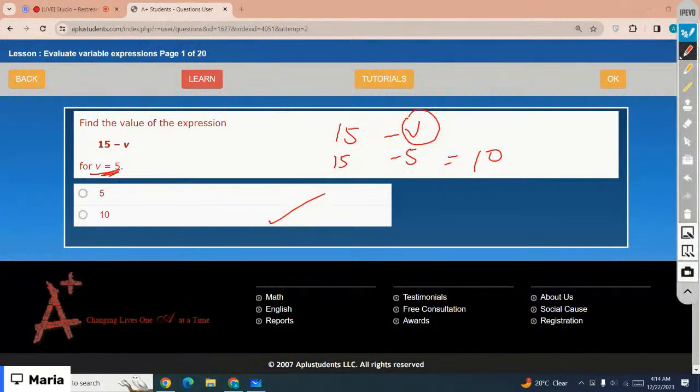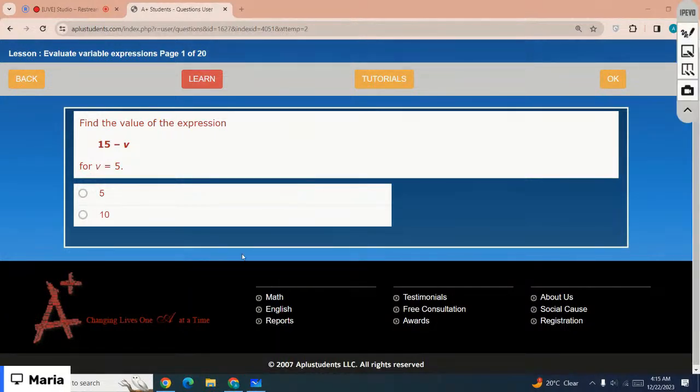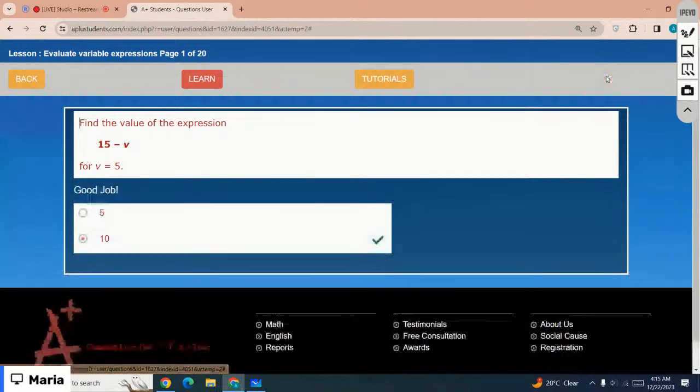You have to simply replace the variable V with the value and apply the mathematical operation given. Like here V equals 5, so that will be 15 minus 5, and 15 minus 5 is 10. Got it? The correct option is 10. Let's just start with the next one.